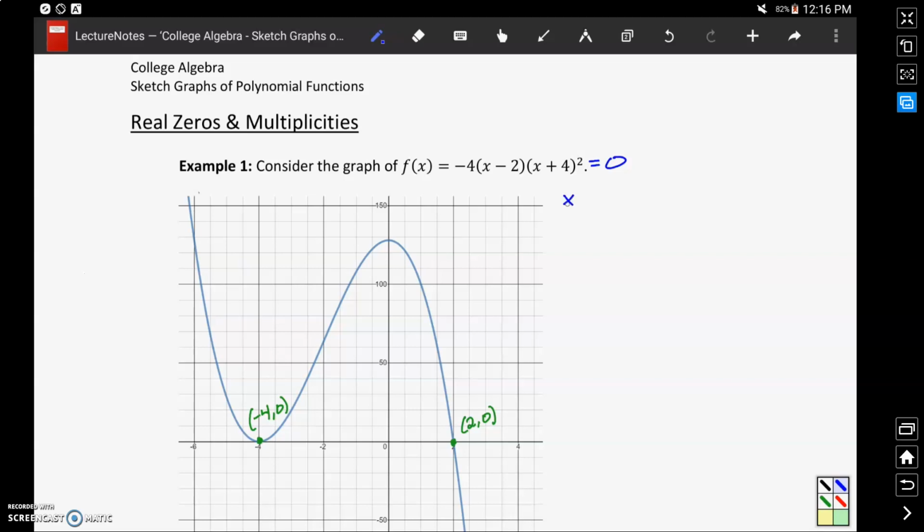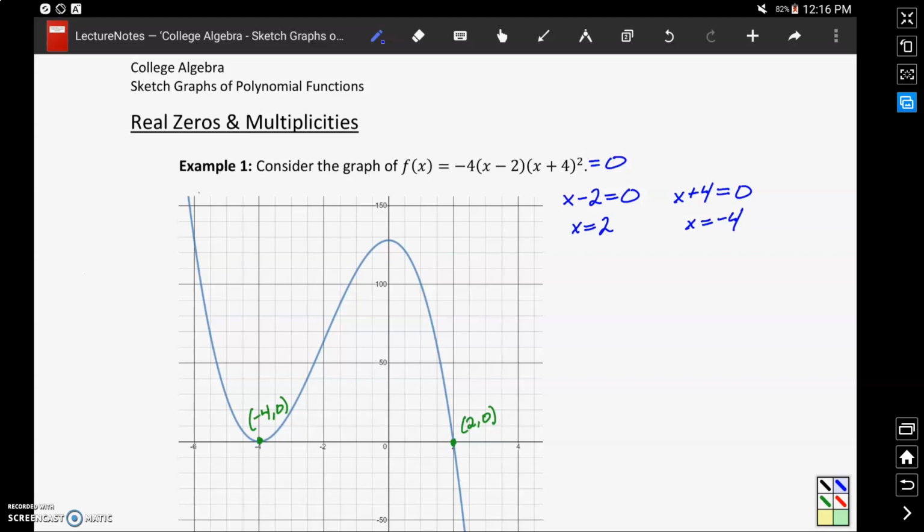Since our function is already in factored form, we know we can just look at solving each of those factors individually, set equal to 0, which in this case would give us x is equal to 2 and x is equal to -4.